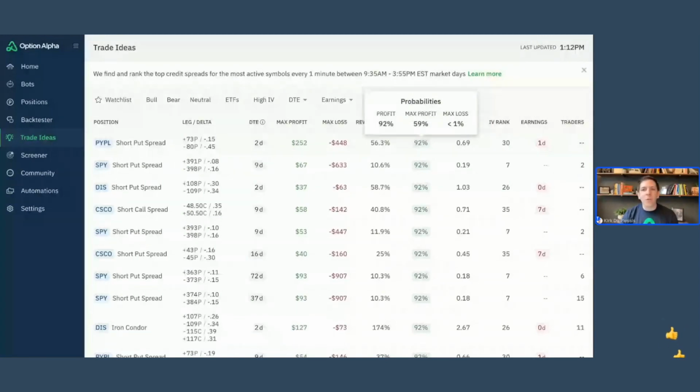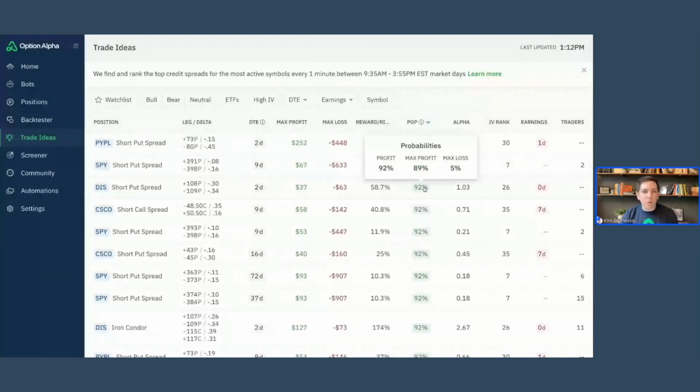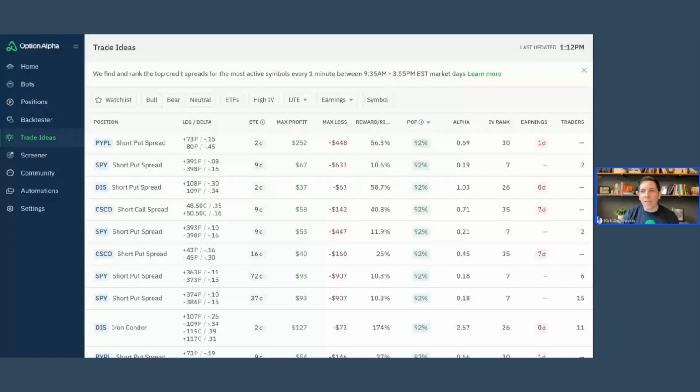Now, if you hover over the probabilities, you'll see that you have other probabilities we calculate, like the probability of max profit or the probability of max loss. Those are all really important ones too, right? Those are all really important to know. So if you wanted to get more info, you could hover over those and see those before you click on it. Next column over is alpha.